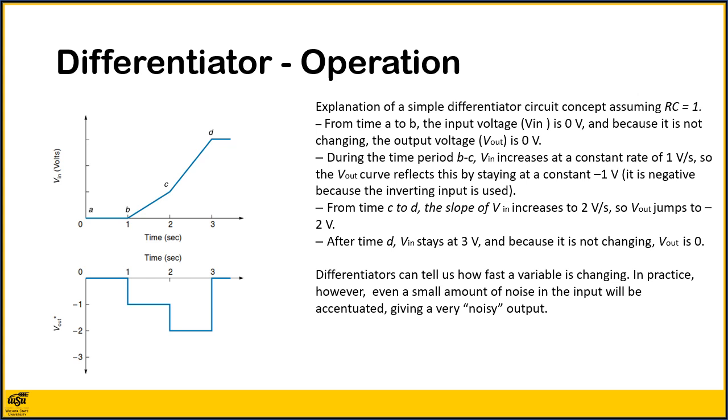Differentiators can tell us how fast a variable is changing. In practice, however, they suffer from the problem that even a small amount of noise in the input will be accentuated, giving a very noisy output.